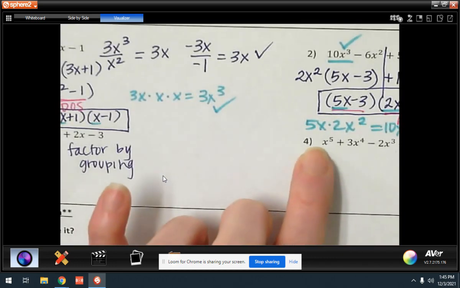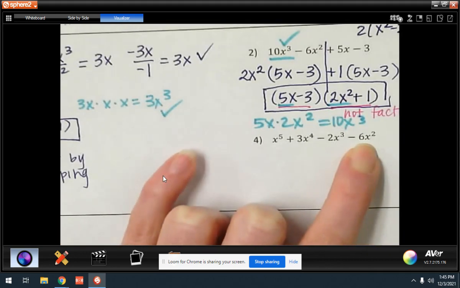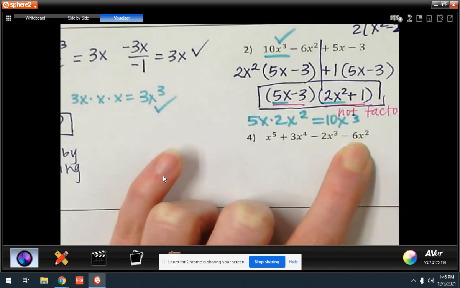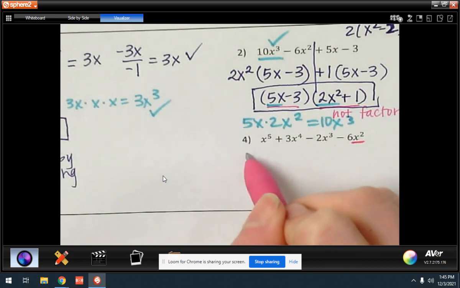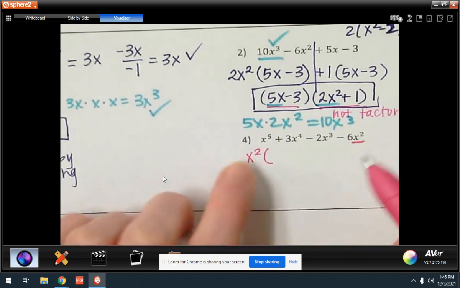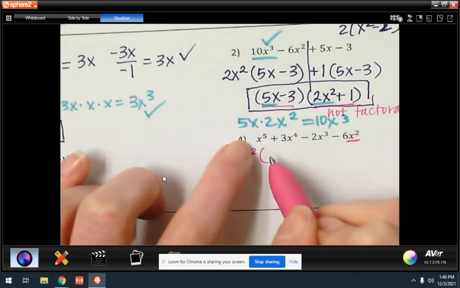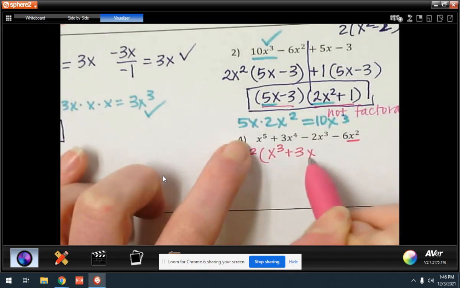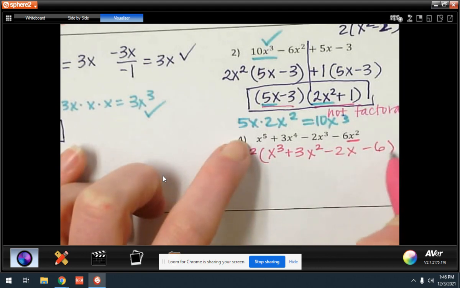Okay, number 4 is on here. It's degree 5, but really, there's a GCF. Always look at your last term, and if your last term is not constant, that means you have a variable that you can factor out. In this case, we can factor out an x squared right off the bat. And so when you're factoring out x squared, it's going to drop every exponent by 2. Okay, so really we have an x cubed plus 3x squared minus 2x minus 6.